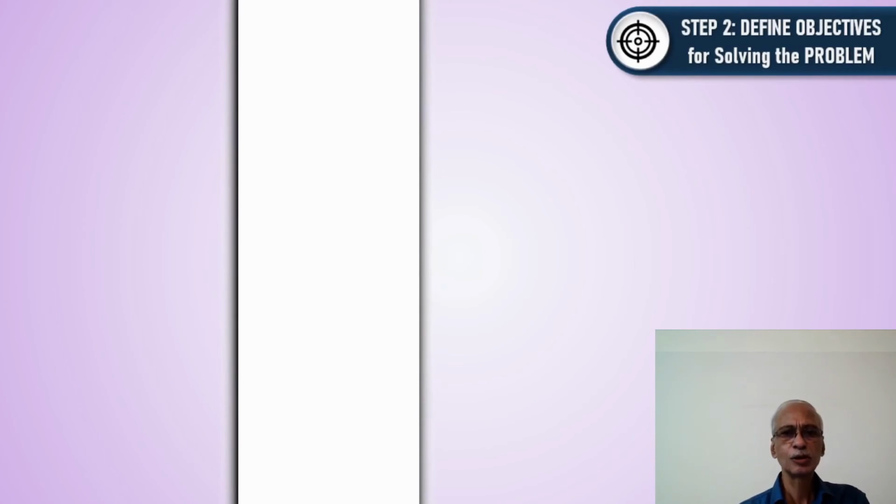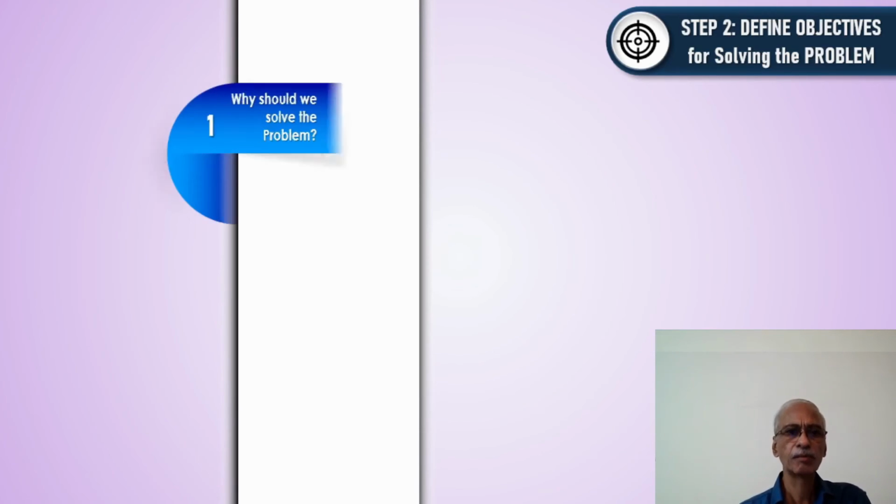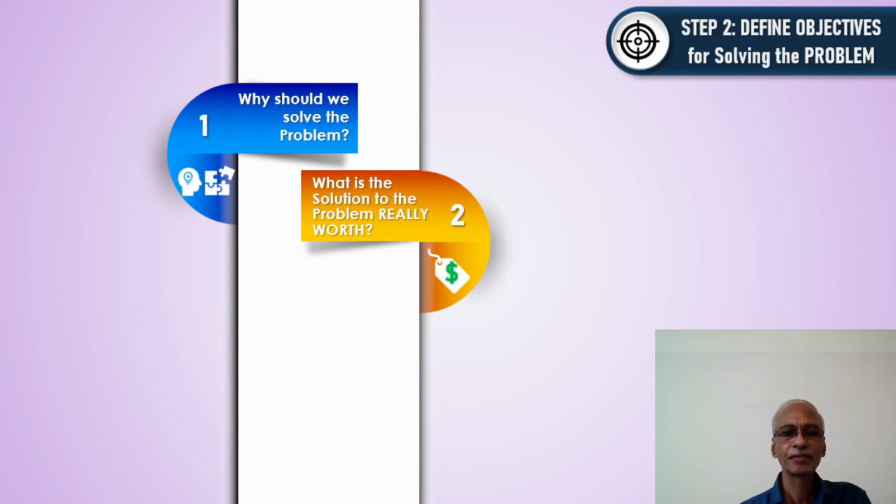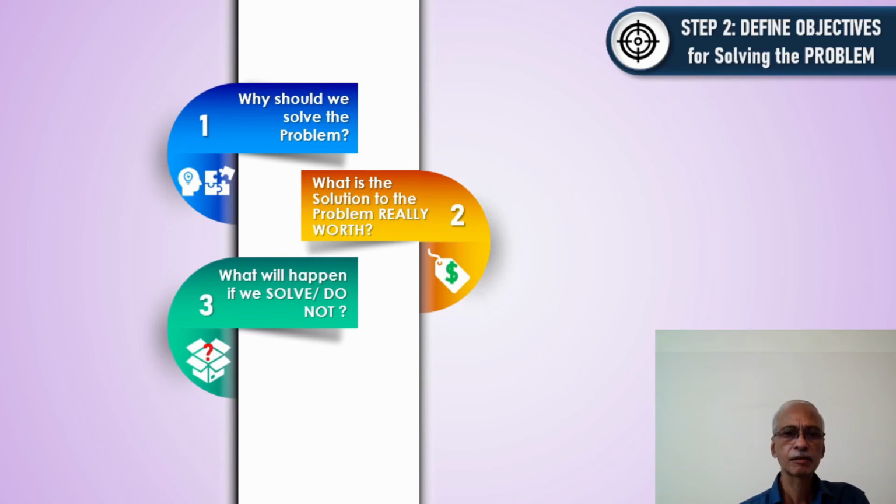Step two is we have to define the objectives of solving the problem. Why should we solve this problem? That's the first question. The second question is, what is the solution to the problem really worth? Suppose we solve the problem, what happens? What are the rewards for solving the problem? And the corollary of that question is, what will happen if you do not solve the problem?